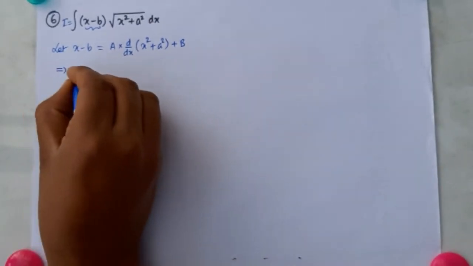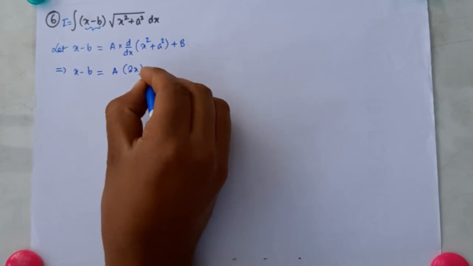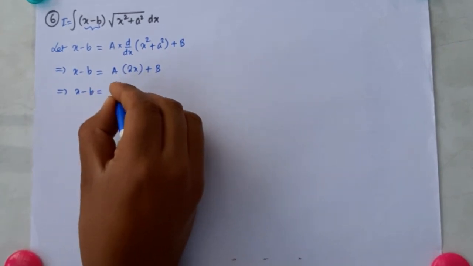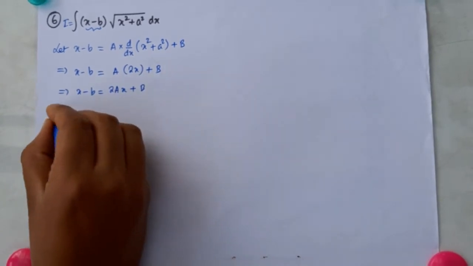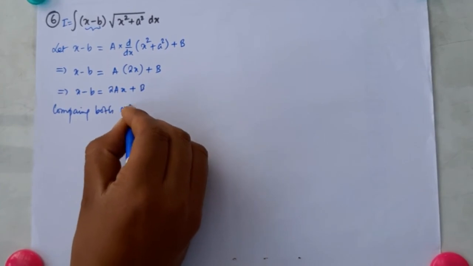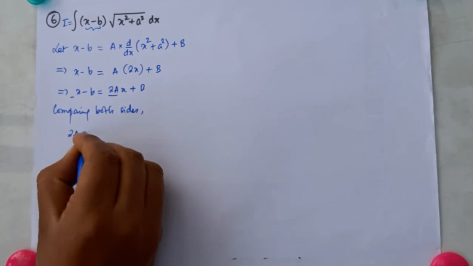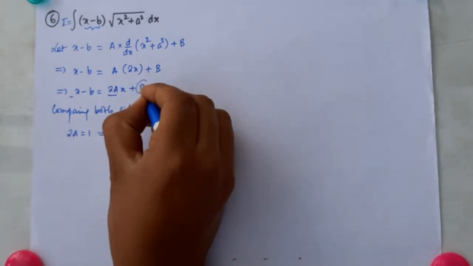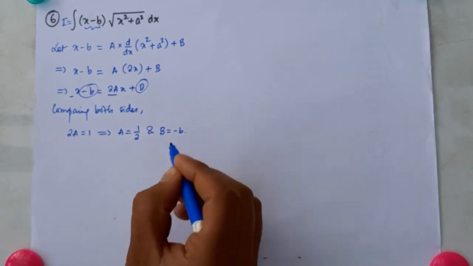As usual, let me write this as a into, so this will be 2x, isn't it, plus b. That is, this can be written as x minus b equals 2ax plus b. Comparing both sides, you see that 2a is equal to 1, right? So 2a is equal to 1, which gives me a equals 1 by 2. And this b will be equal to minus b, isn't it? And b will be equal to minus b.